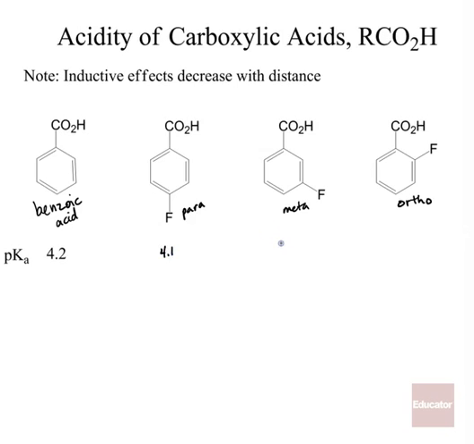And when it's meta, it's 3.9. And when it's ortho, it's 3.3. So almost 10 times more acidic by having the fluorine here. And this is quite far away from the O-. So it tells you that these inductive effects can be pretty powerful. They all have the same resonance. The carboxylate conjugate bases all have the same resonance, but it's these inductive effects that are affecting their pKa's.